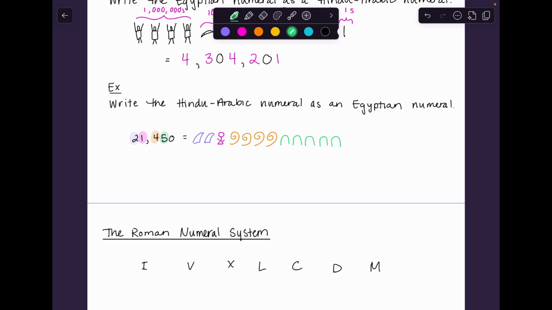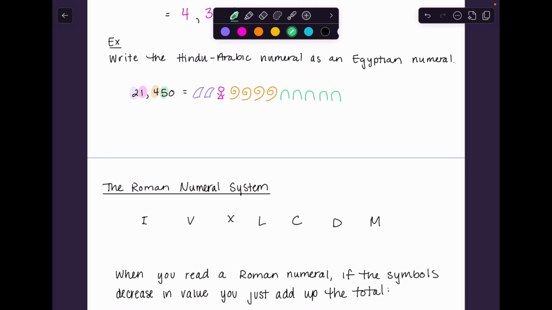I don't want to have to write 9 I's. I instead want to condense that by saying I'm doing 1 less than the number 10. So we're only going to go as far as M in the Roman numeral system, but each of these different letters has a different meaning. So I is going to represent the number 1, V is the number 5, X is the number 10, L is the number 50, C is 100, D is 500, and M is 1,000.